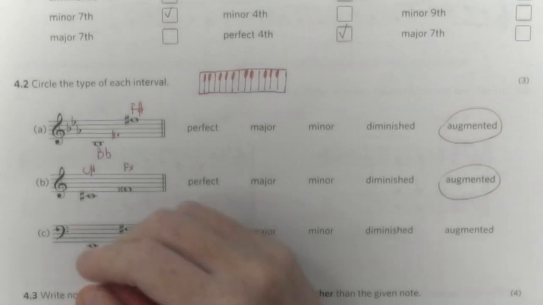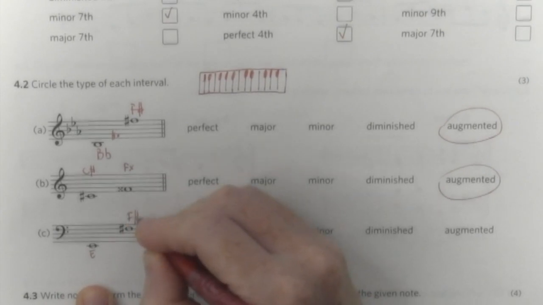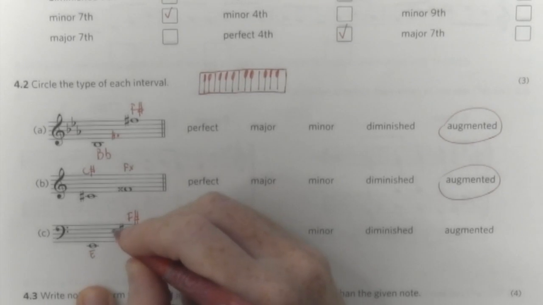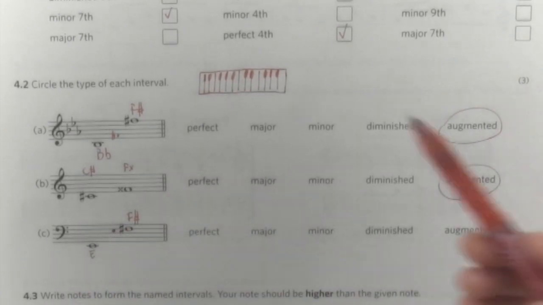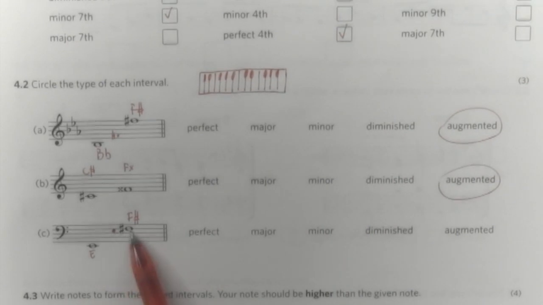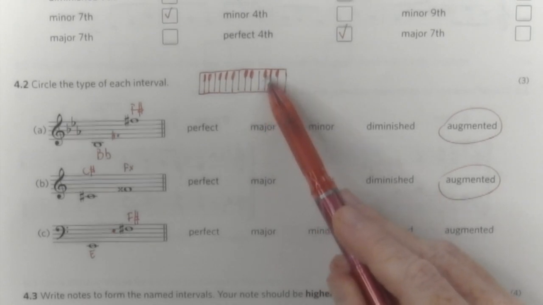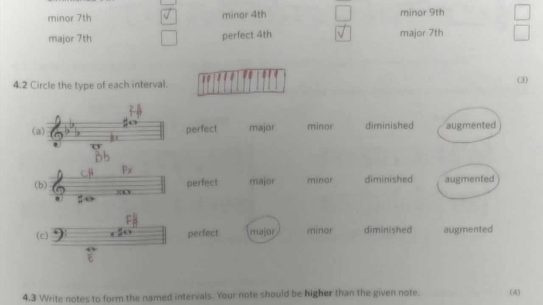Bass clef. Mi, Fa sharp. This is more than an octave, so this is a compound interval. We raise it up or we lower it down, it's the same, and we find a second. This second, E to F sharp, is 2 steps, so it's a major second. Perfect. Done. This is all done.